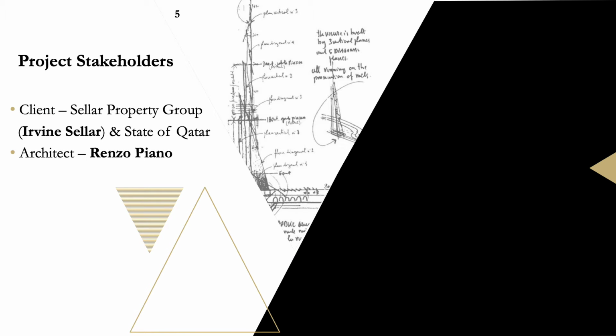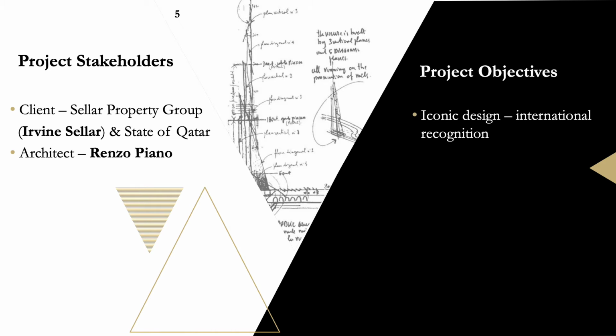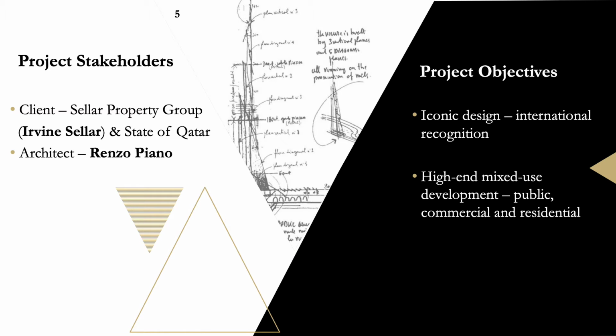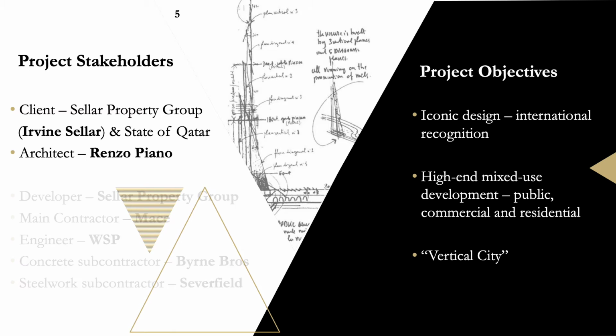Irvine Sellers' vision was catalysed by planning incentives for high density development at major transport hubs. Enlisting architect Renzo Piano, he wanted to achieve an iconic, internationally recognised design, accommodating high-end public, commercial and residential spaces, creating a vertical city.